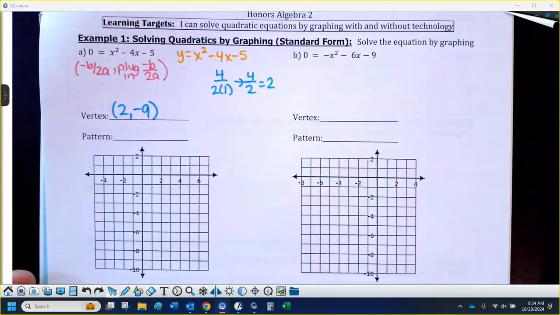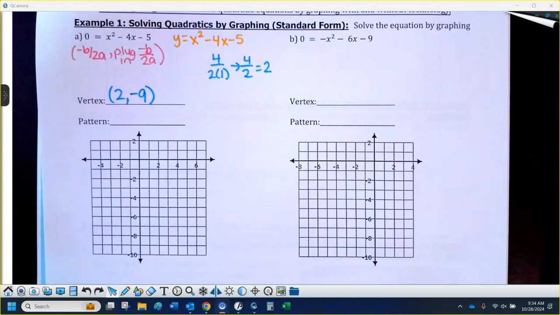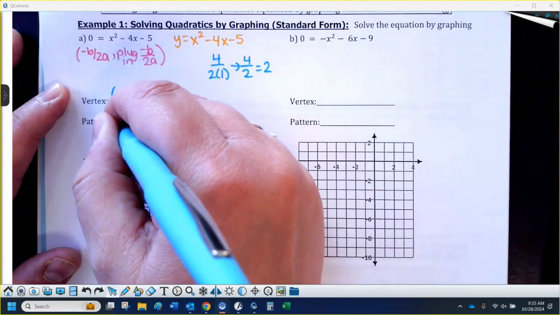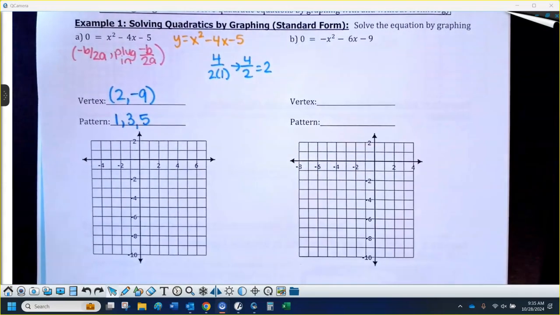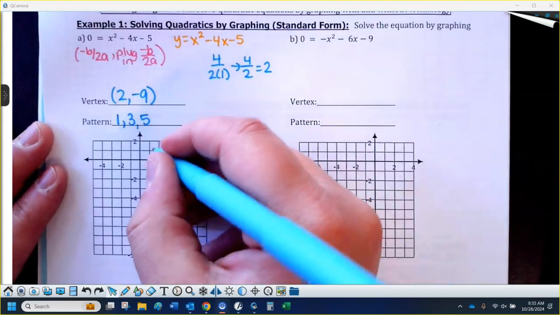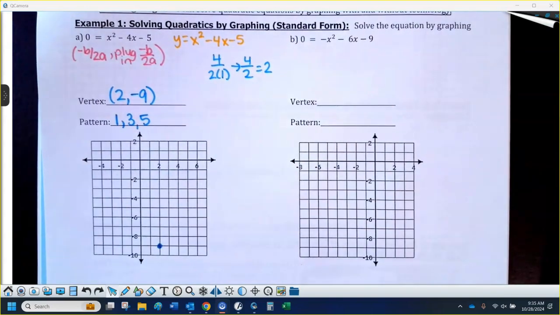The other thing we need to graph, unless you guys want to make a table, which I think is a lot of extra work. Does anybody remember what I mean by putting the word pattern underneath there? Yes, a times 1, 3, 5. Now your a value is just 1, so this would be 1, 3, 5. We're going to find the point (2, -9). That should be the very middle, the vertex of my parabola.